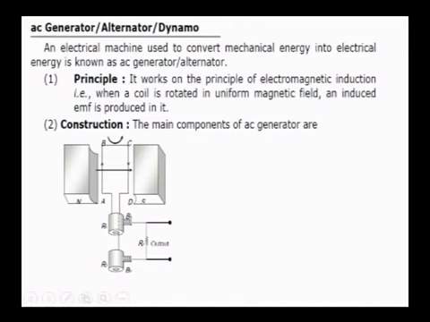Next we have an AC generator. AC means alternating current generator. It's an alternator or a dynamo. So I have a diagram here. The main principle of the AC generator is the conversion of mechanical energy into electric energy. The principle will be explained in this way.